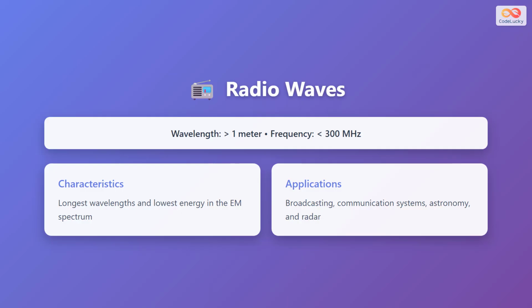Let's begin with radio waves, which have wavelengths greater than 1 meter and frequencies less than 300 megahertz. Radio waves possess the longest wavelengths and the lowest energy in the entire electromagnetic spectrum. Their main characteristic is their ability to travel long distances and pass through various materials. Radio waves are extensively used in broadcasting television and radio programs, in communication systems like cell phones and Wi-Fi, in astronomical observations, and in radar systems for detecting objects and measuring distances.